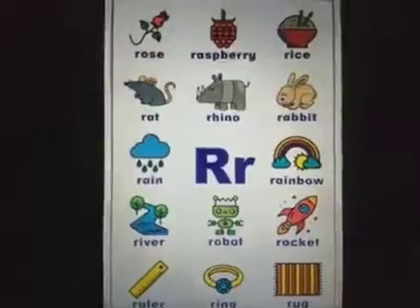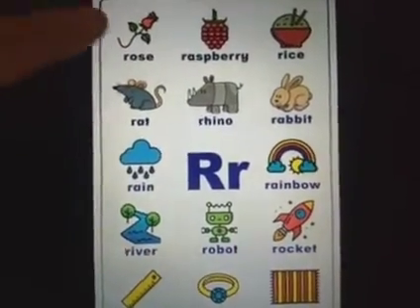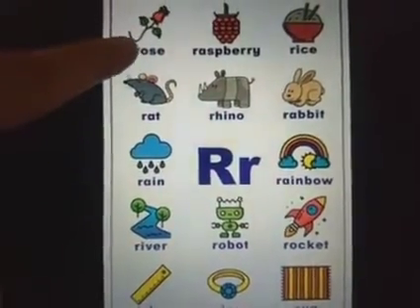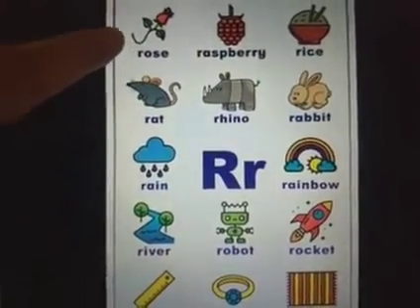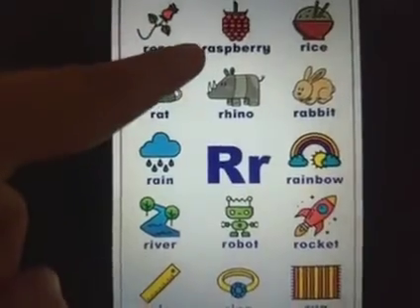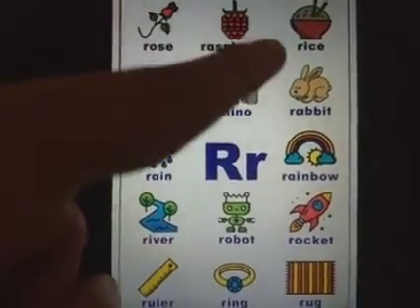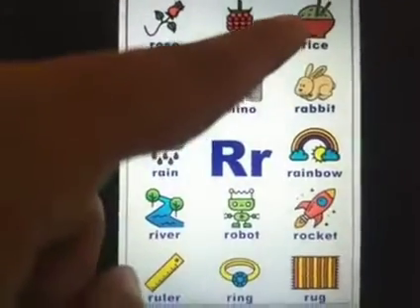Now let's have a look at a few pictures that begin with the sound R. So let's start with the first one. This is an image of a rose. It's a flower. Yes, rose. This is a fruit. Raspberry. This is rice.